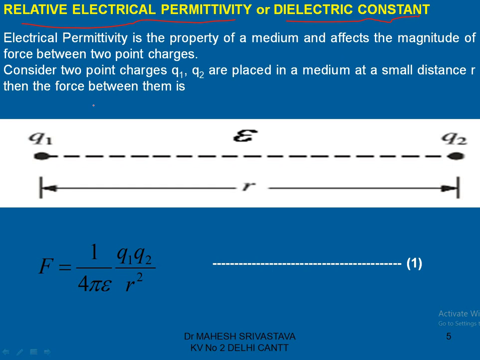Now you understand it like this. We consider 2 point charges, say Q1 and Q2, separated by some distance, say R, in a medium whose electrical permittivity is represented by epsilon. Then we find the force between these 2 point charges according to Coulomb's law: F equal to 1 upon 4 pi epsilon Q1 Q2 upon R square, and you mark that equation 1.